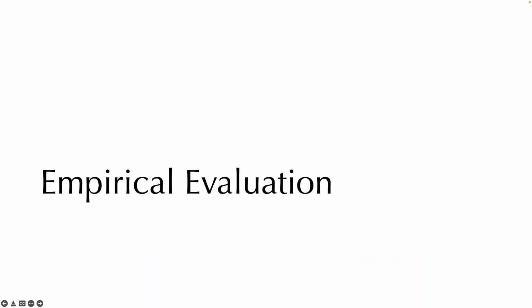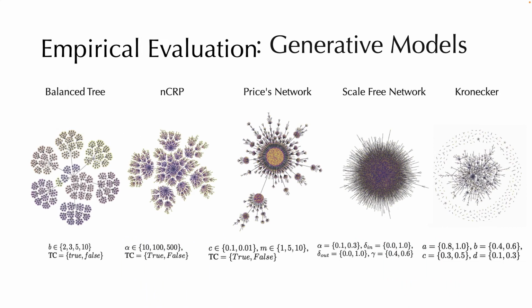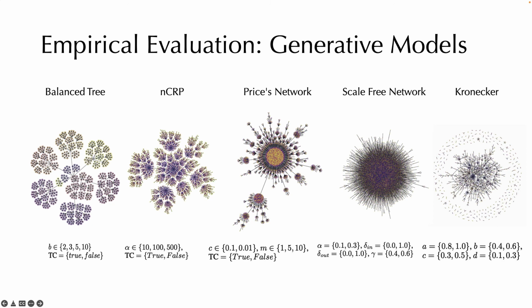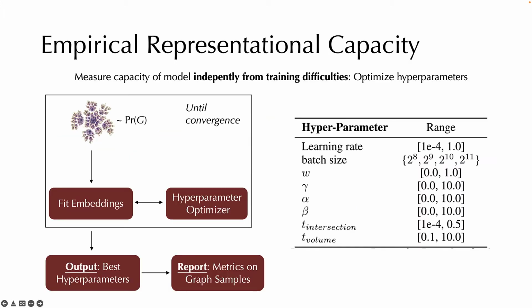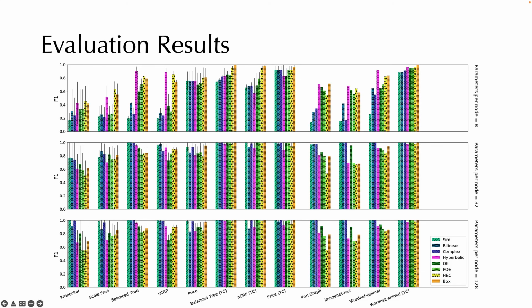Turning to the empirical results, as mentioned before, in addition to 4 real-world graphs, we have also evaluated over 5 families of synthetic graphs with a variety of parameter settings. To remove as many confounding factors as possible from our analysis, we perform Bayesian hyperparameter optimization for each method and over each family of graphs, and report the evaluated results using these optimal hyperparameters. To compare models fairly, rather than dimension, we compare using an equal number of parameters per node, evaluating each with 8, 32, and 128 parameters.